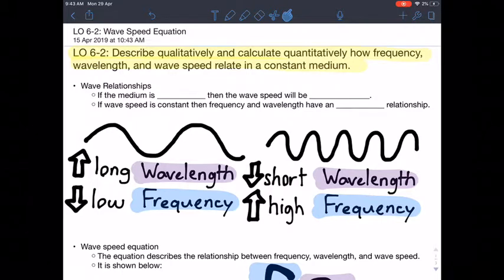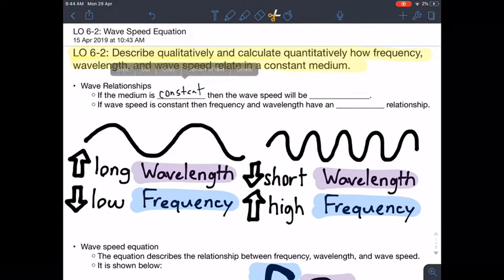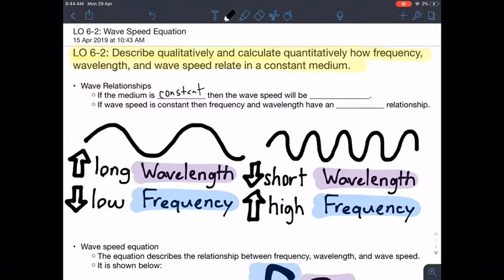And we're looking at these wave relationships. We're going to start with a really fundamental idea about waves here in this first sentence. It says, if the medium is constant, meaning that the air or the water that this wave is traveling through is not changing, not changing in temperature, not changing in pressure, not changing in type of material, then the wave speed will also be constant.